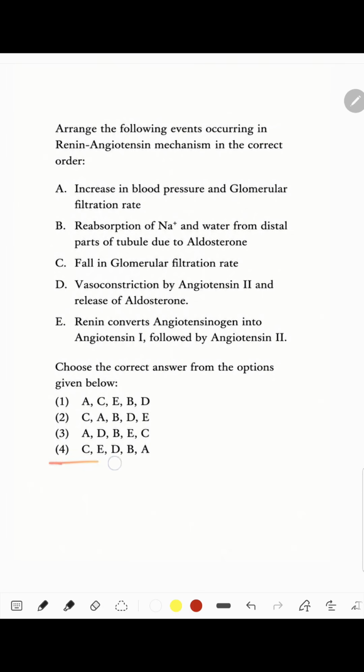So, bachcho, here the option number 4 is correct. C. Fall in glomerular filtration rate. E. Renin converts angiotensinogen into angiotensin 1 followed by angiotensin 2. D. Vasoconstriction by angiotensin 2 and release of aldosterone. B. Reabsorption of sodium and water from the distal part of tubule due to aldosterone. And then A. Increase in blood pressure and glomerular filtration rate.